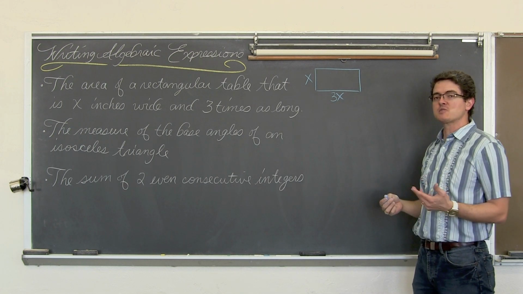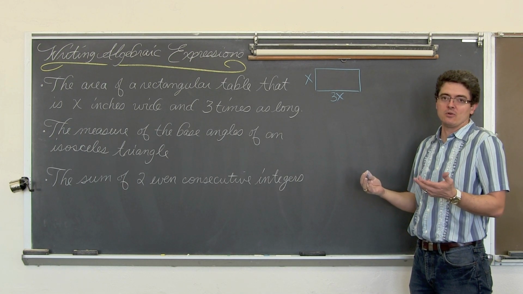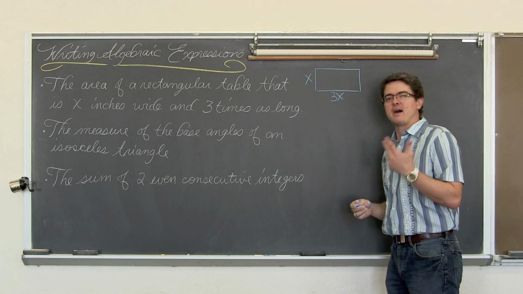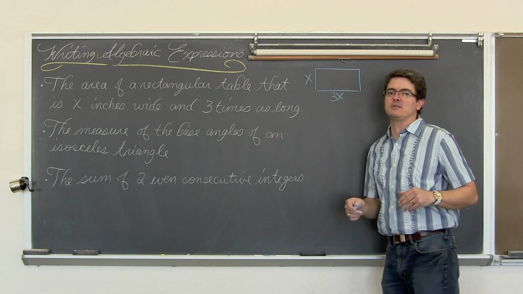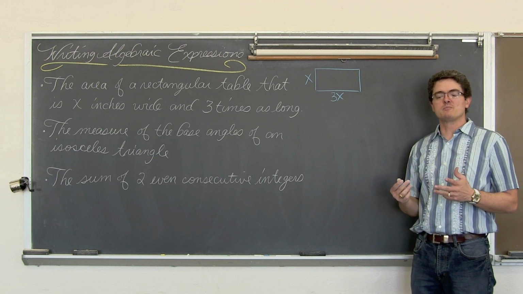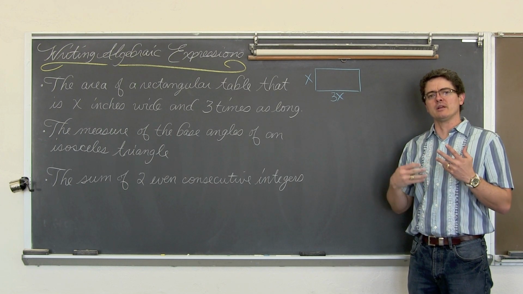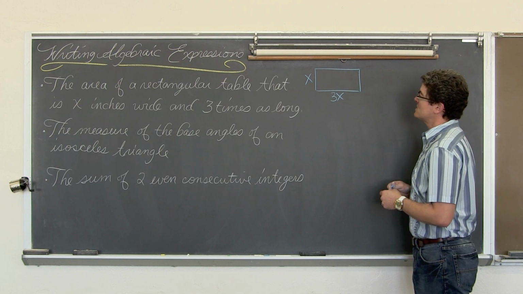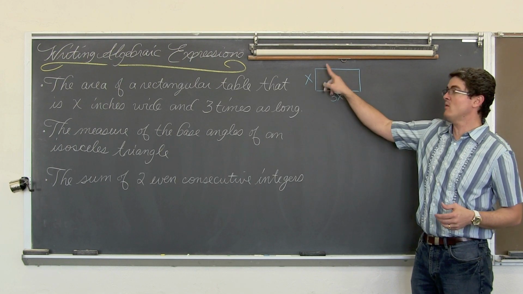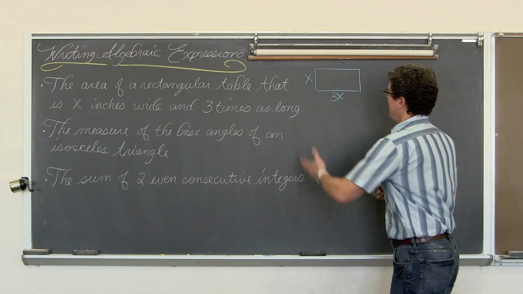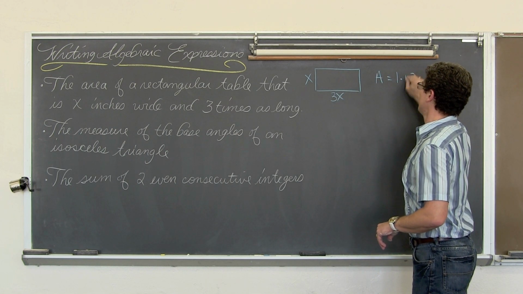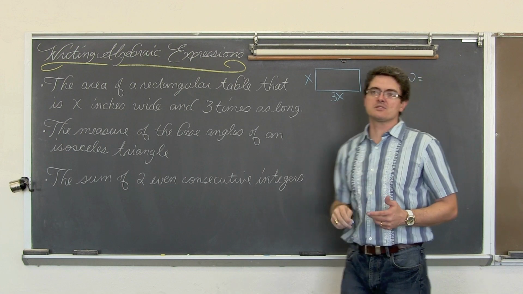And it says write an expression, so I'm intending for you to write the expression of the area of this rectangle. Now I'm not going to find the area because I don't really know how big the table is, but I can write up a little formula or a little expression that will give me the area of this table as soon as somebody tells me how wide they want it. So, area of a rectangle is length times width. My length is 3x.